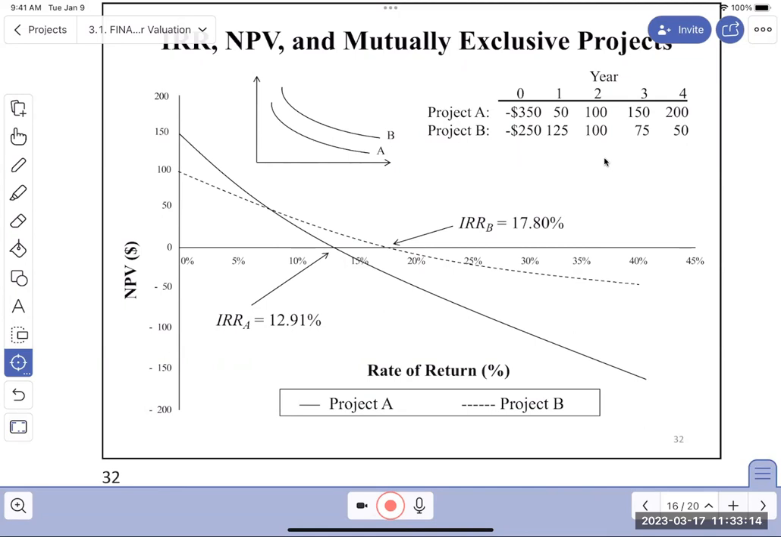Whenever you're in doubt, go back to the general rule. Choose projects with positive NPV. Or if you're comparing projects, pick the one with the highest NPV. So which one has the highest NPV? Consistently.